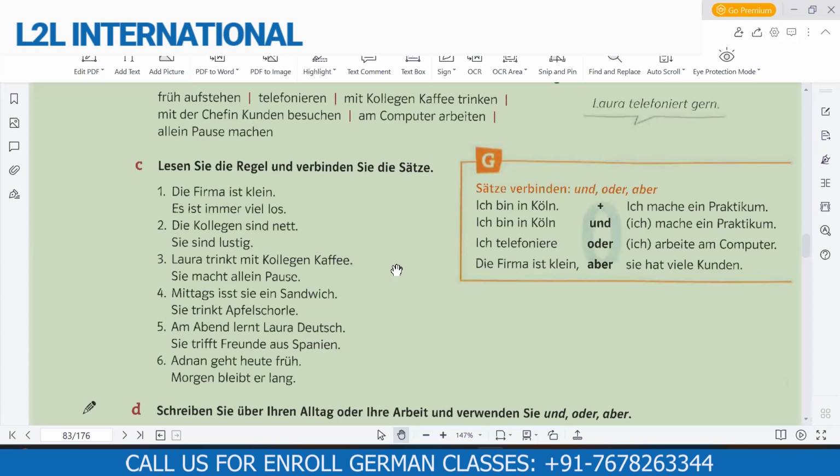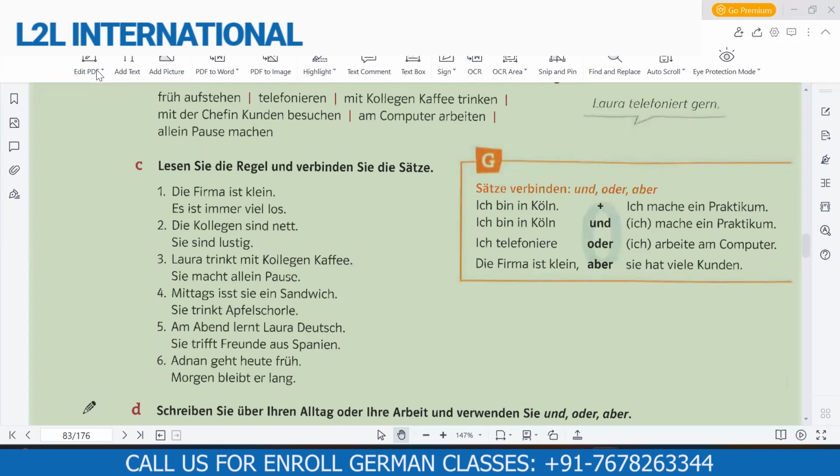So, how do you connect the sentence with und, aber, oder? Was denken Sie? Aber. Yeah, die Firma ist klein, the company is small, but es ist immer viel los. Very good. So, based on your understanding, do it. If you can arrange the sentences correctly, then I can tell you something more about the position of the verbs, but this is a secondary thing. Just try to understand the meaning of the sentences and pick the correct conjunction. Do it and then we can discuss.